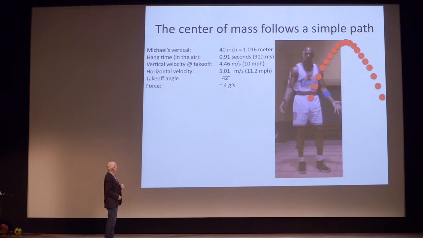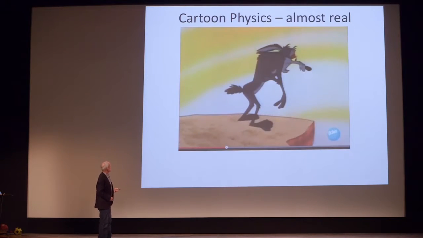If that is the case and he's traveling approximately from the foul line, about 15 feet, then the vertical velocity is 4.5 meters per second. The horizontal velocity is 5 meters per second. The angle of takeoff is just under 45 degrees. And really astonishingly, the force that Michael produces in his legs as he is doing this is on the order of 4 Gs, 4 times the force of gravity normally. So that's the path he takes.